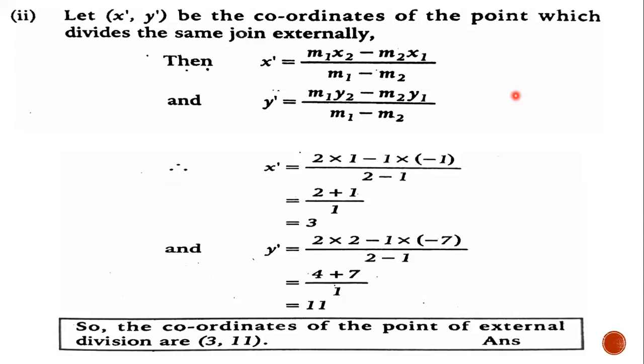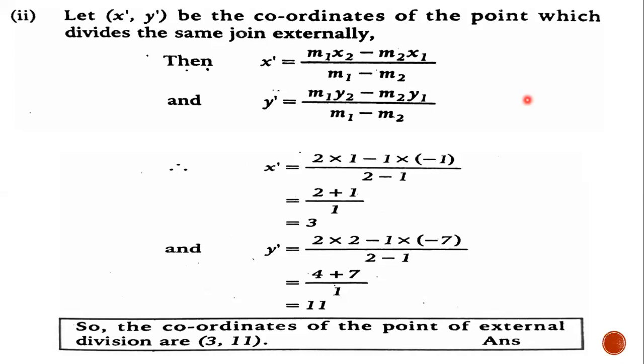Yes, Saad? Can you tell us the formula regarding the external division formula? Yes, sir. For the x value, m1 x2 minus m2 x1 divided by m1 minus m2. What will be its y component? So for the y component, there will be y1 and y2 in the position of x1, x2. Only this change. No, the sign of m2 is negative. You are making a mistake.